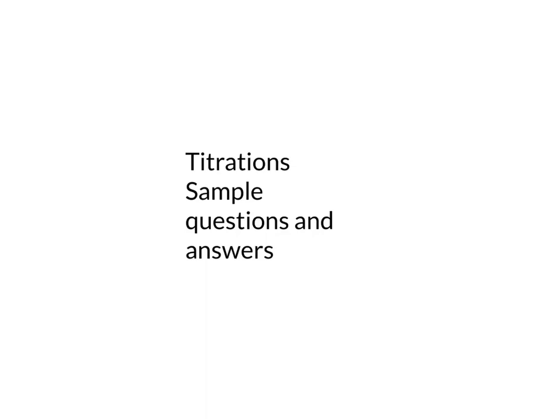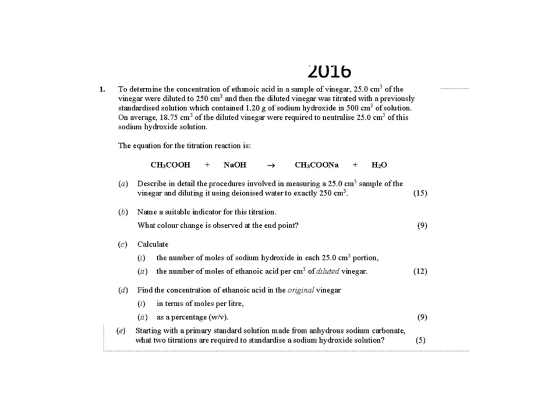During this video I'm going to pick some sample questions and talk you through how to do the calculations in them. The first question we're going to look at is the 2016 higher level paper, and in that year it was the titration for ethanoic acid and the percentage of ethanoic acid in vinegar.